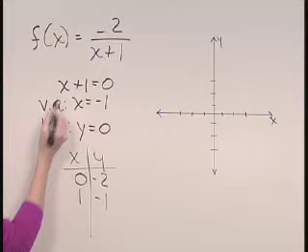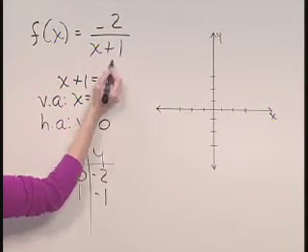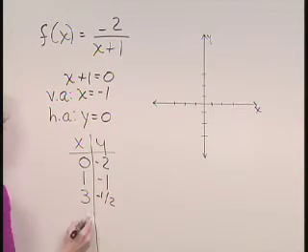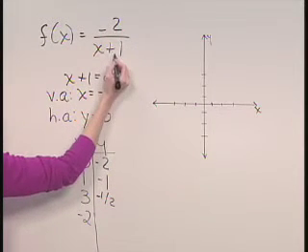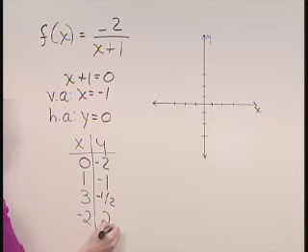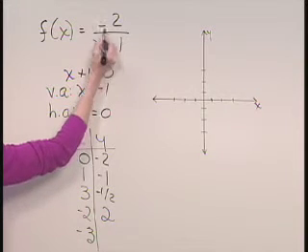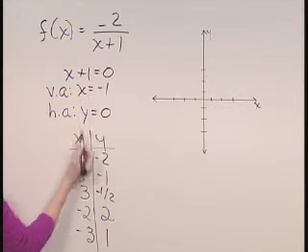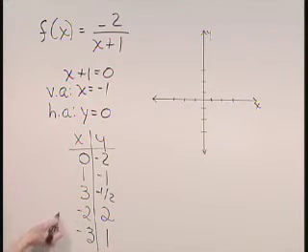Let's get a few more. If we put in 3, that's going to give us -2 over 4, which is equal to -1/2. If we put in a -2 here, we've got -2 over -1, which is +2, and one more point, -3, will give us -2 over -2, which is +1. Notice I did not find a point for x equals -1, because that is our vertical asymptote, and so this function will be undefined at that value for x.